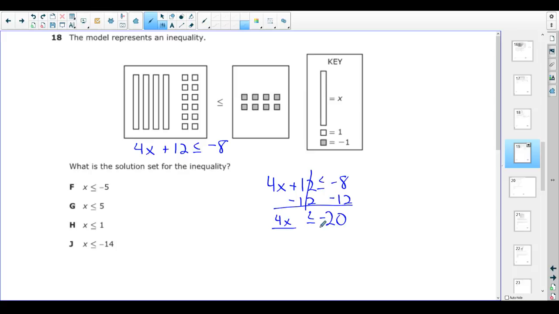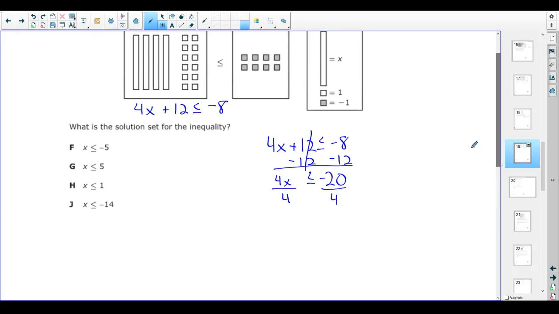And then to get rid of times 4, we divide by 4. And we're not dividing by a negative number, so this sign is going to stay the same throughout. 20 divided by 4 is 5, a negative divided by a positive is negative. So x is less than or equal to negative 5. Nothing to it. Alright.